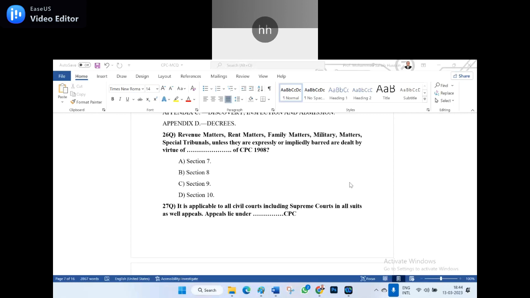26th question. Revenue matters, rent matters, family matters, military matters, special tribunals, unless they are expressly or impliedly barred or dealt by the virtue of dash of the CPC 1908. Option A, Section 7, Option B, Section 8, Option C, Section 9, Option D, Section 10. Shoot.